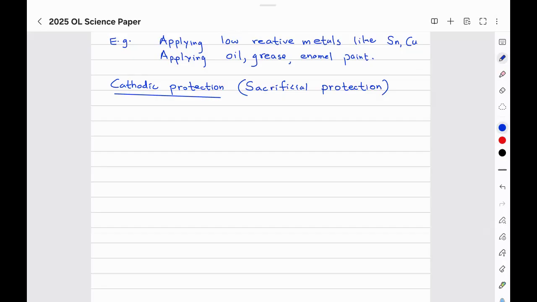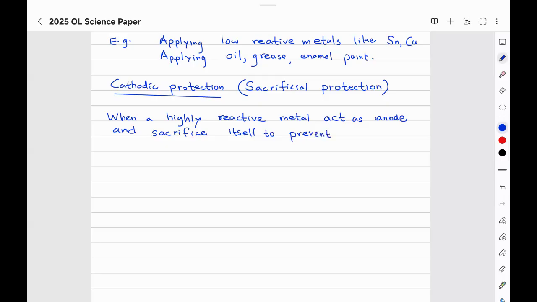Sacrificial protection. When a highly reactive metal acts as anode, and sacrifices itself to prevent iron from rusting, it is called cathodic protection.